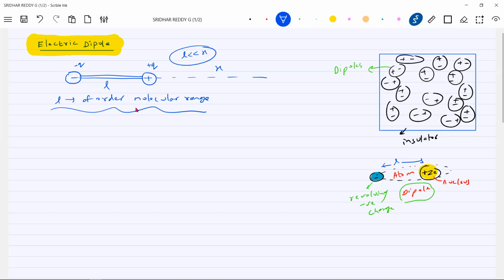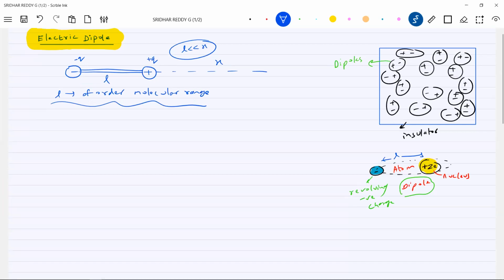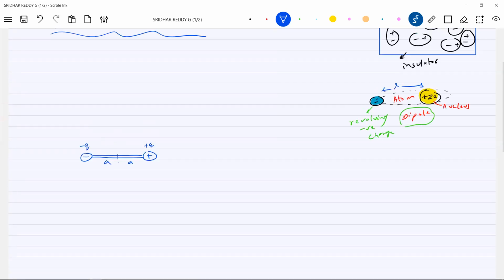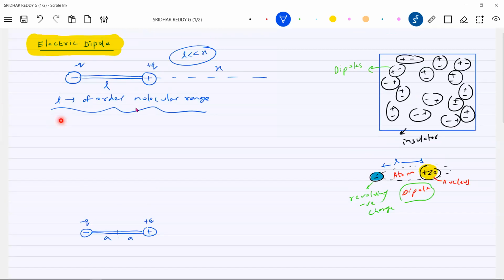Okay, now what is our purpose? Let's study the electric field and electric potential at various points surrounding this dipole. Let me have a dipole. Let me take the distance between the charges as this. Let me define one quantity: the electric dipole moment.